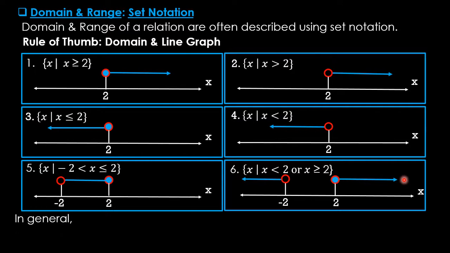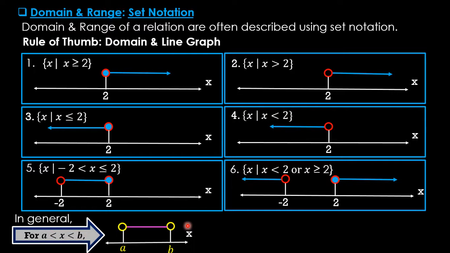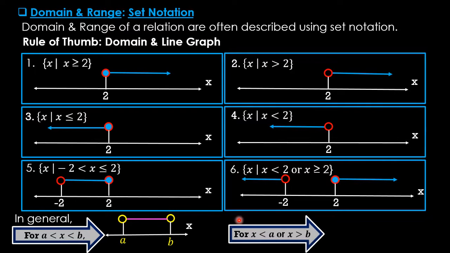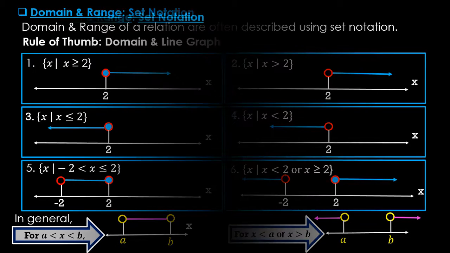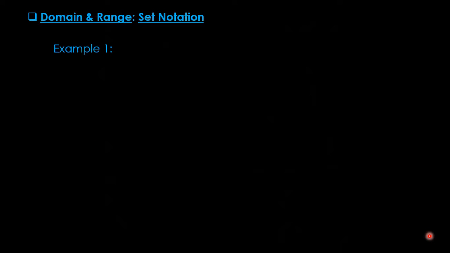So in general, for a less than x less than b, or when x lies between a and b, we can show it like this. Make a note here: when it is not a less than or equal to sign, the circles are empty. But again, for x less than a or x greater than b, in this case it is like this. There are some examples here.